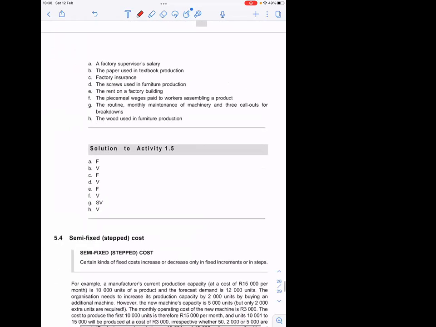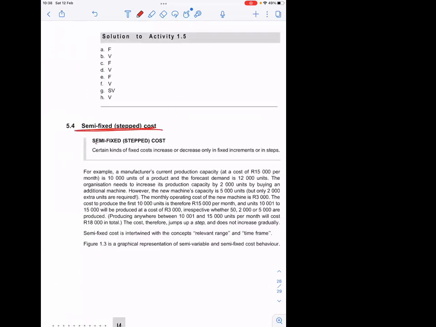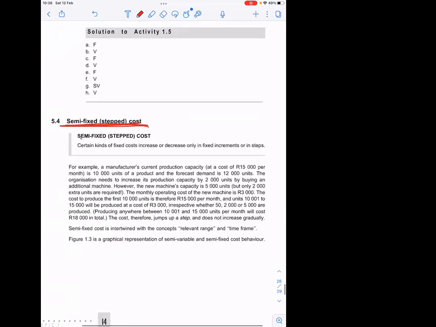We go to semi-fixed or stepped cost. You need to understand this one carefully so that you can distinguish it from the semi-variable one. Otherwise, your definition for the two shall be mixed. Semi-fixed or stepped cost: certain kinds of fixed costs increase or decrease only in fixed increments or in steps.